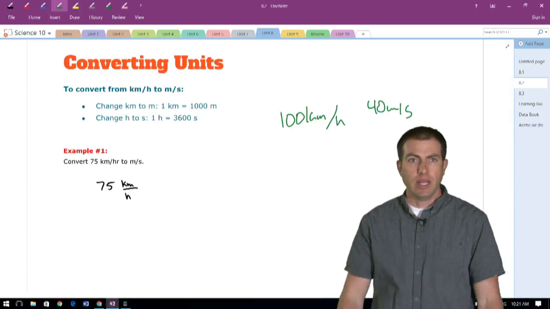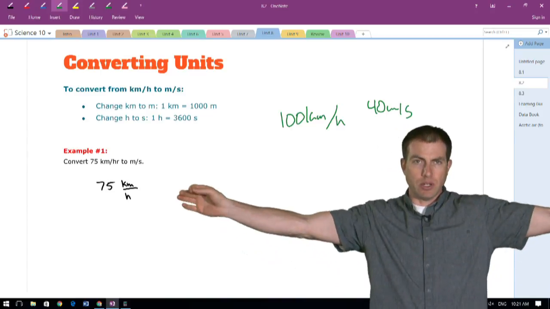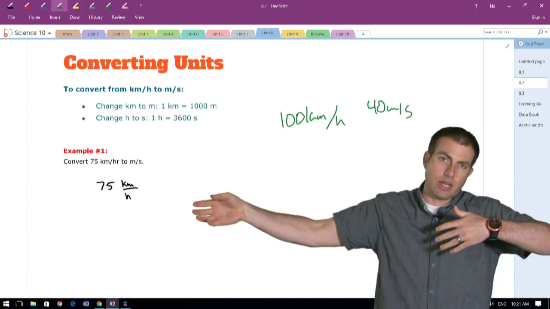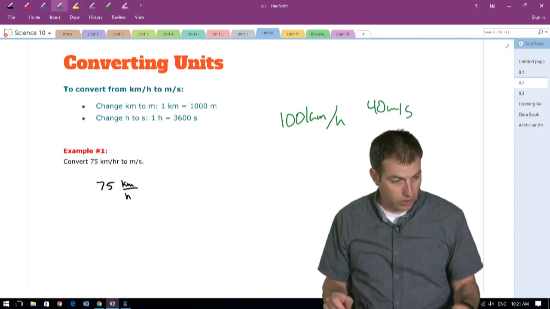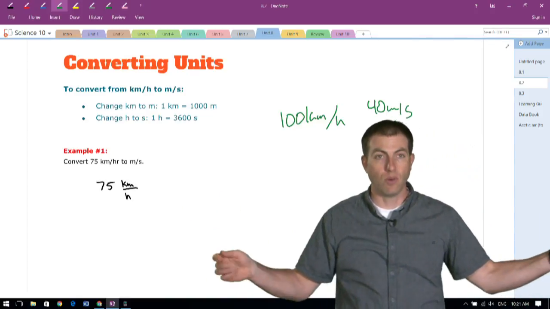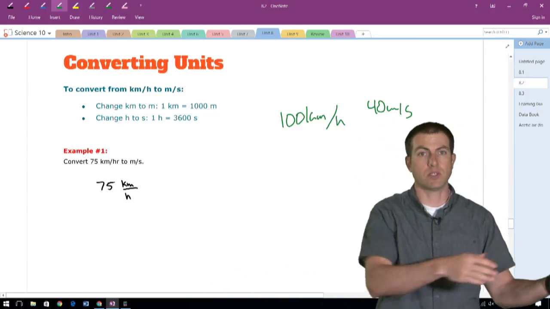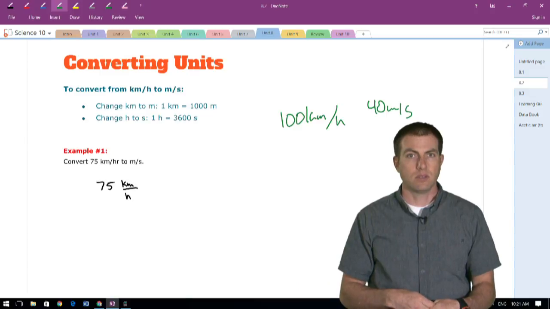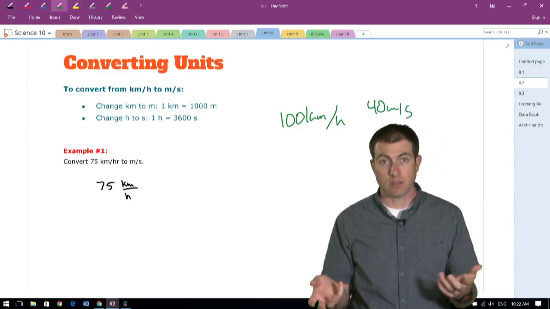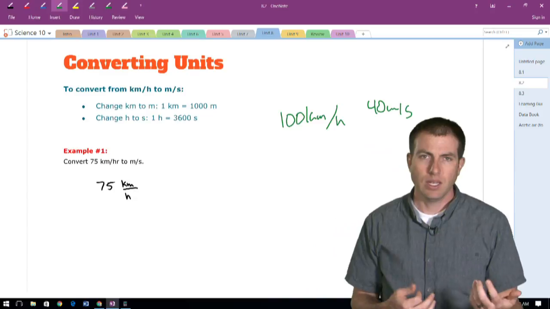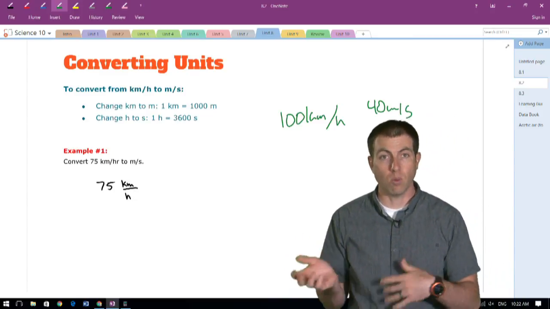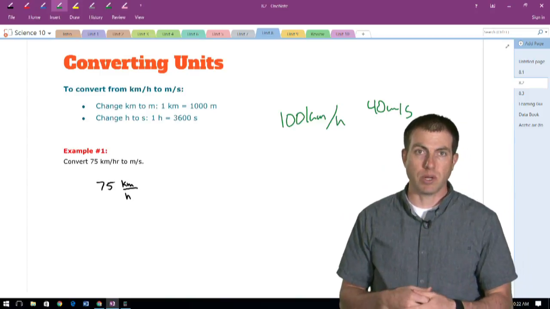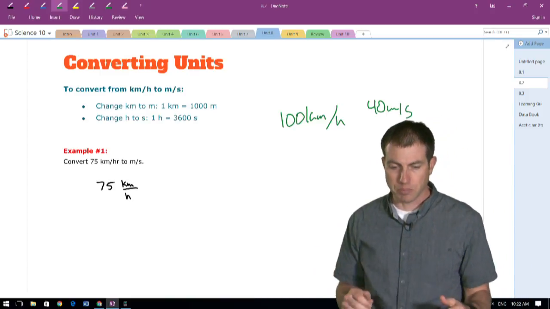Okay, let's think about it. If I take a ruler that's 100 kilometers long, I start at one end, I go to the other end, and I say, okay, that took an hour. And then I take another meter stick out and I measure 40 meters and I travel that whole 40 meters in 1 second. Which thing was going faster? These are both speeds. Can I compare them directly? Not really. It would be kind of helpful if I could convert one or the other into meters per second or kilometers per hour so I could directly compare these things.